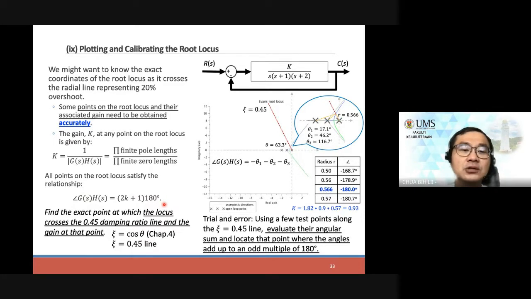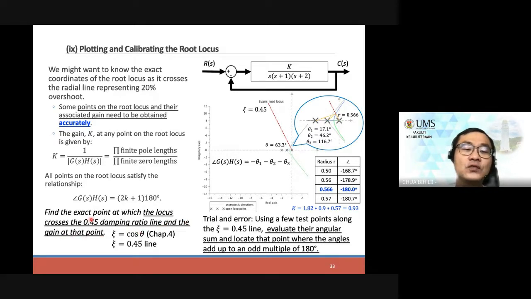Here take this short simple example, like assuming 20% overshoot. Maybe find an exact point where the root locus is at the 0.45 damping ratio. So what it means by the 0.45 damping ratio line, and the gain at that point.